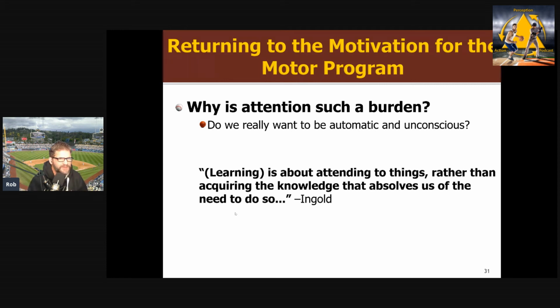And this is a quote I've used before, from Ingold. Learning is about attending to things rather than acquiring the knowledge that absolves us of the need to do so, right? A motor program is the last half of that phrase. It's something we acquire so that we don't have to attend to the environment. I've kind of changed my thinking over the course of my career.